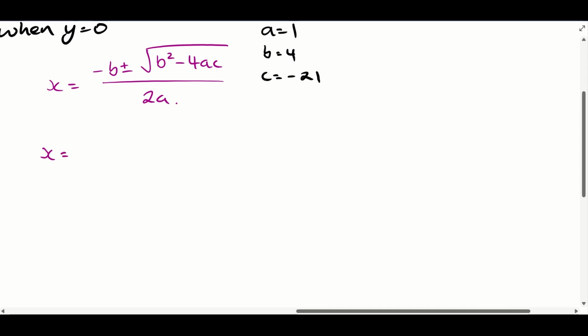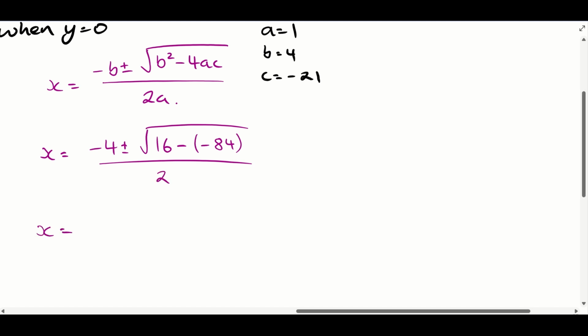So let's come over here and pop those numbers in. So x is to be negative b, so that's going to be negative 4, plus or minus the square root of 4 squared, because it's b squared, so that's 16, minus 4 times 1 times minus 21. So that's going to be take away negative 84 there. And you can check that by popping those numbers in. All divided by 2 lots of 1, which is just 2. And if we simplify this down a bit, we get negative 4 plus or minus the square root of 16 plus 84, so that becomes 100, over 2.